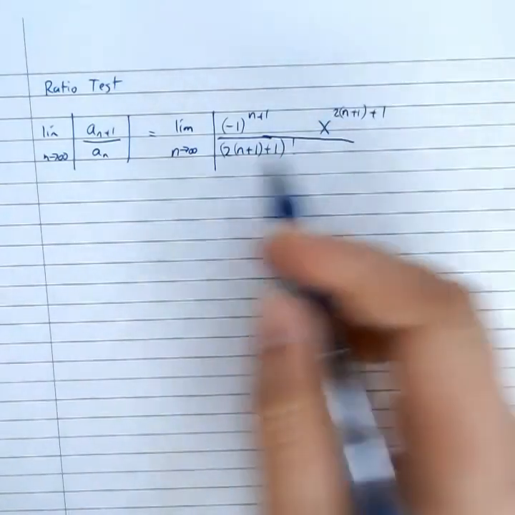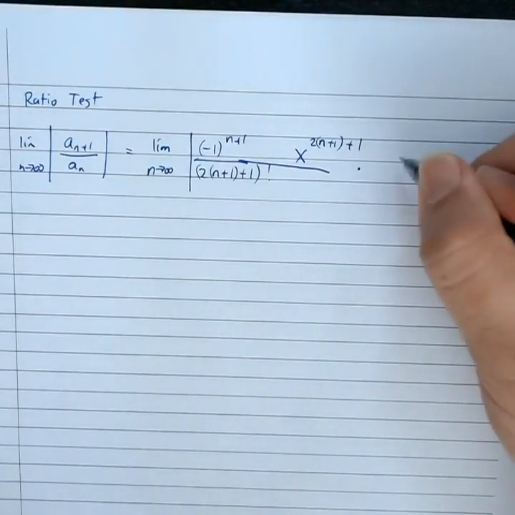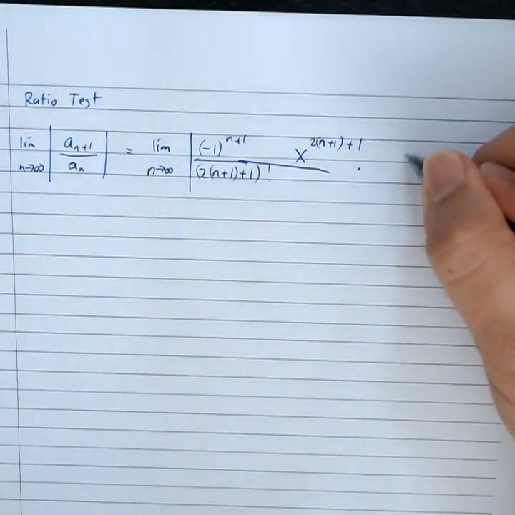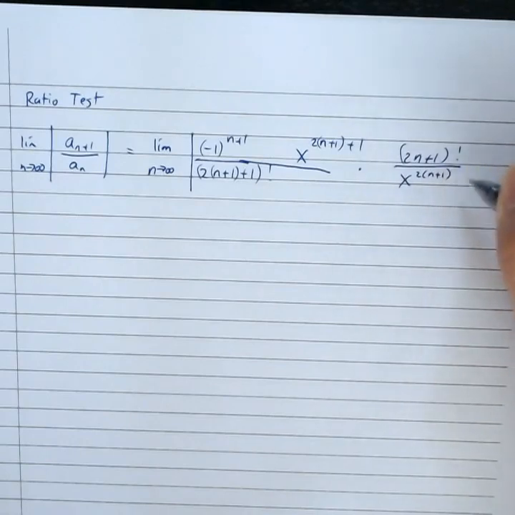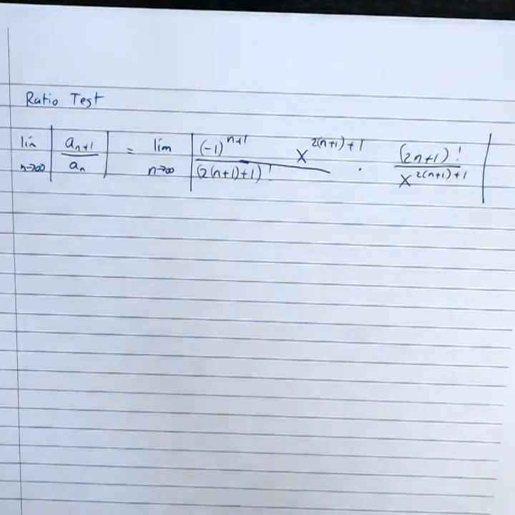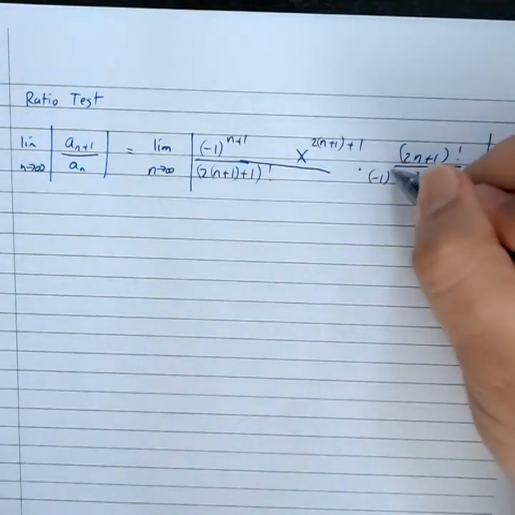And since it's times, that's part of the numerator. And now I'm going to divide by the nth term, which is the same as multiplying by the reciprocal of the nth term. So here I'll take the 2n plus 1 factorial and put it on the top. And I'll take my x to the power 2n times 1 plus 1 and put that on the bottom. Okay. Oh, and I suppose I have a minus 1 to the power of n down here as well.